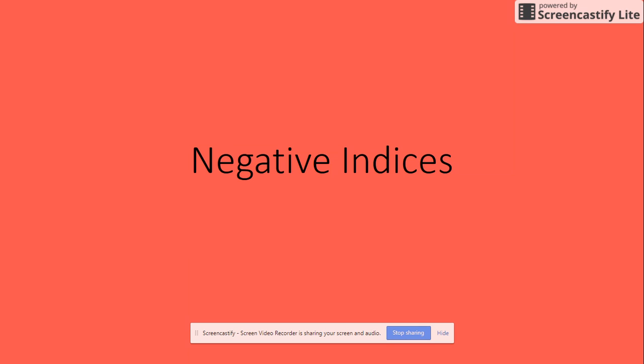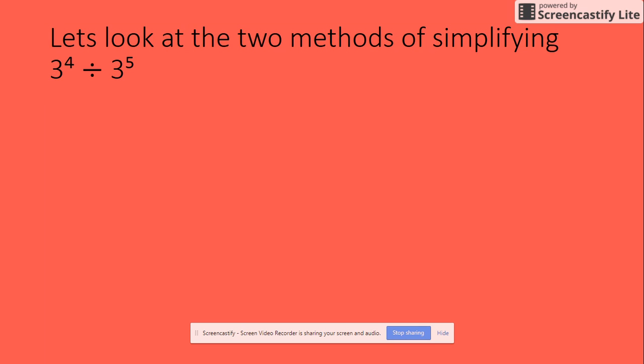Right, so we're looking at negative indices. Let's look at the two methods of simplifying. So now we've got 3 to the power of 4 divided by 3 to the power of 5.